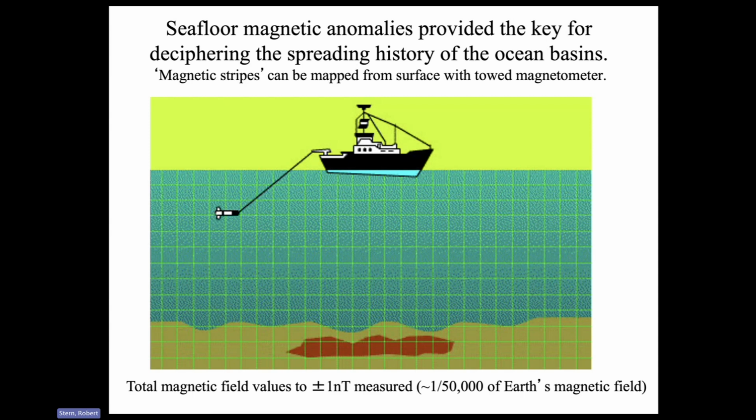But in order to do that, you need to know what the ambient magnetic field is. Okay, so we need to remind you, the total magnetic field values can be measured to plus or minus 1 nanotesla, which is 1/50,000th of Earth's magnetic field. Okay.